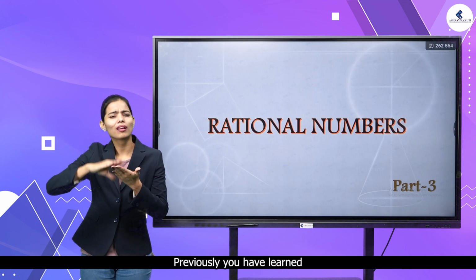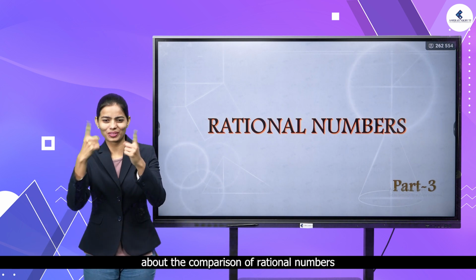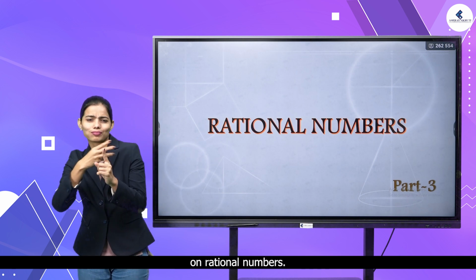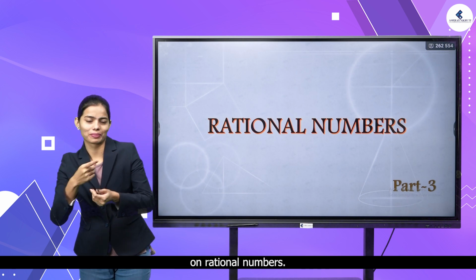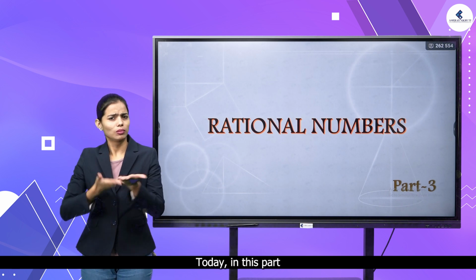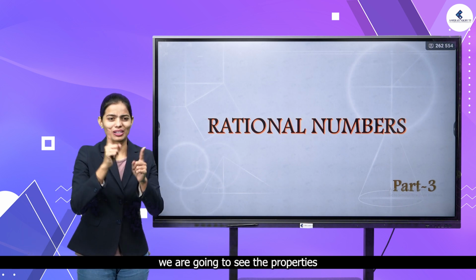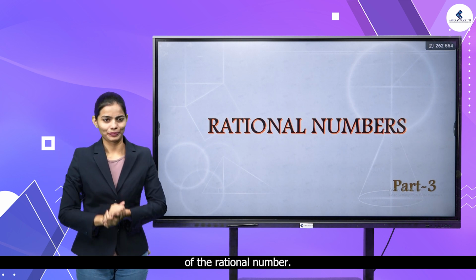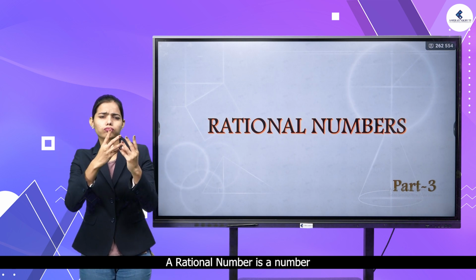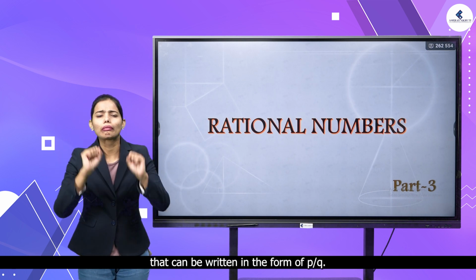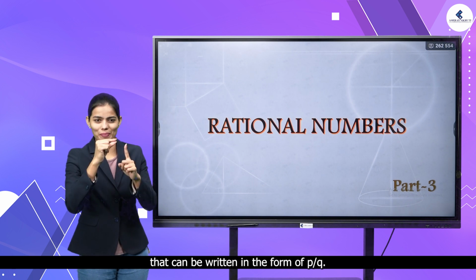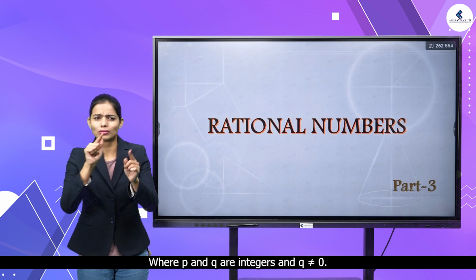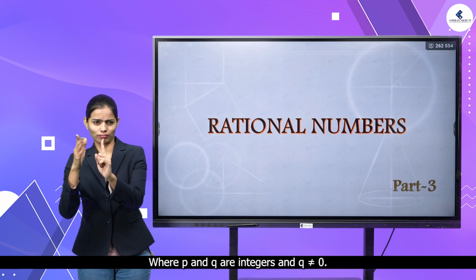Previously, you have learnt about the comparison of rational numbers and basic arithmetic operations on rational numbers. Today, in this part, we are going to see the properties of the rational number. A rational number is a number that can be written in the form of p by q, where p and q are integers and q is not equal to 0.